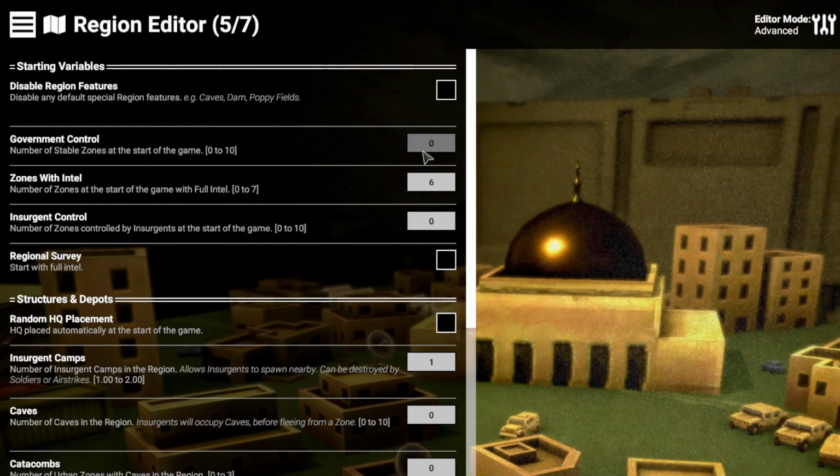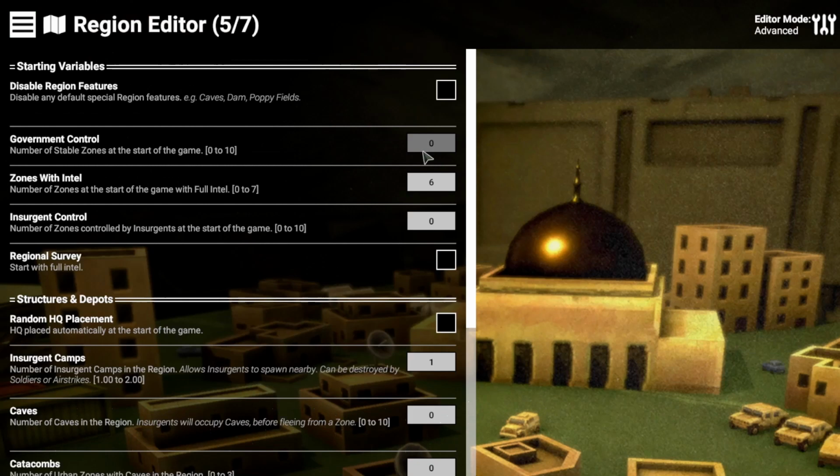Government/insurgent control. Zones will randomly be stable or in rebel control at the start. Zones with intel. Self-explanatory. Insurgent camps. The amount of starting camps. Setting this value to 0 will cause only 1 camp to spawn. Caves. Caves will be placed in mountainous terrain and does not affect disabled region features. Catacombs. Random caves placed in urban zones. You will require an urban specialist to clear this cave quickly.